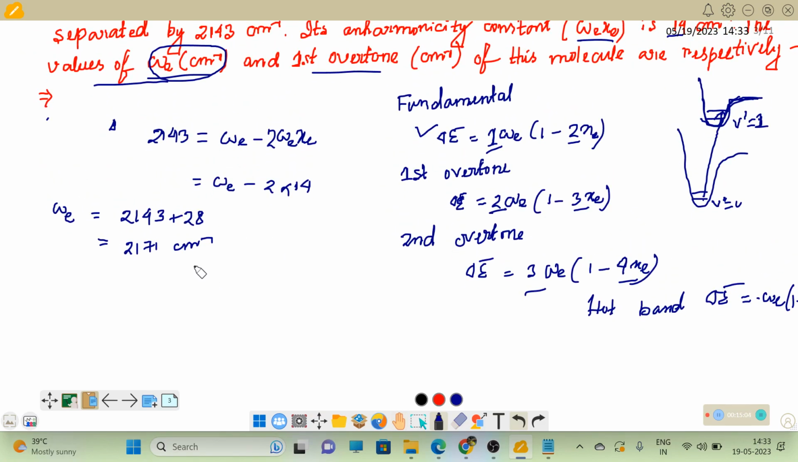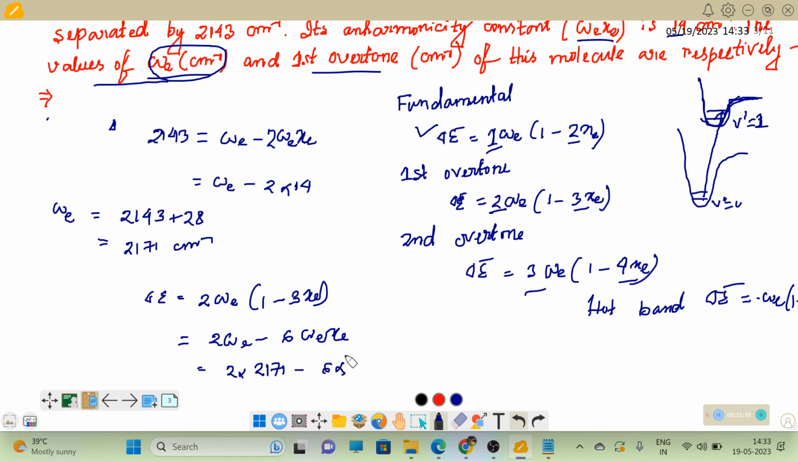So you can see that here the first overtone energy is 2 omega E minus 1 minus xe, that is, we can write 2 omega E minus 6 omega E xe, that is 2 into 2171 minus 6 into 14.